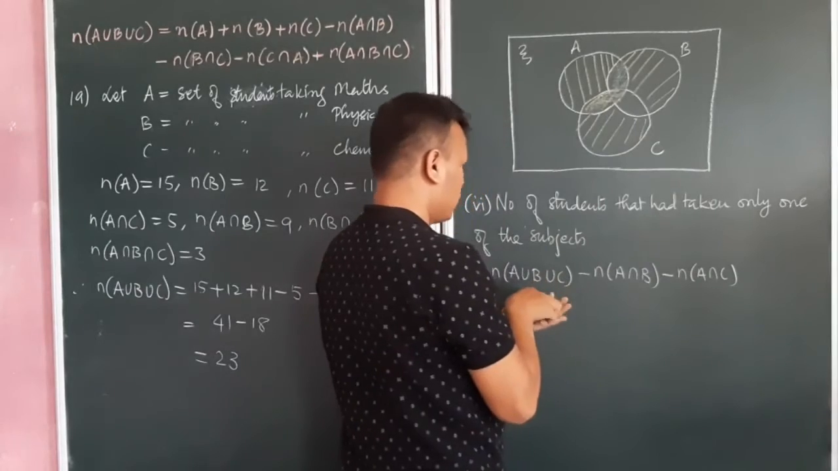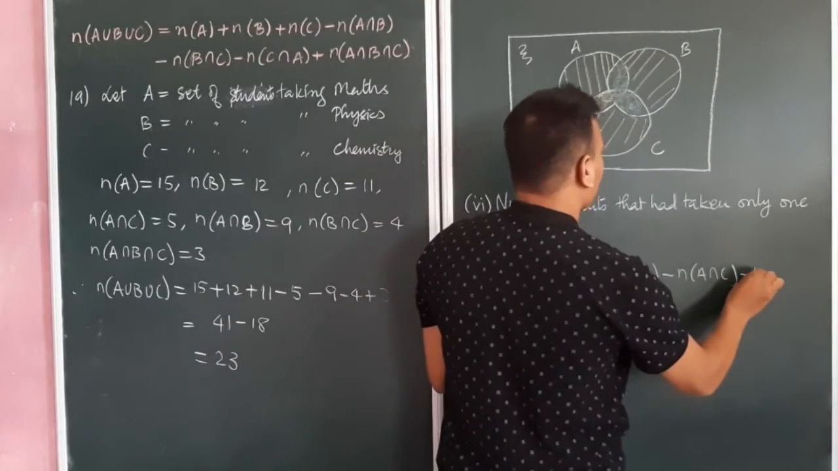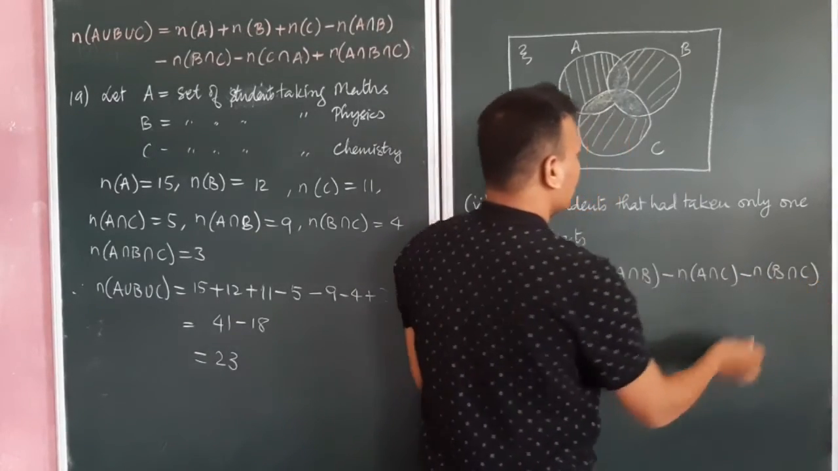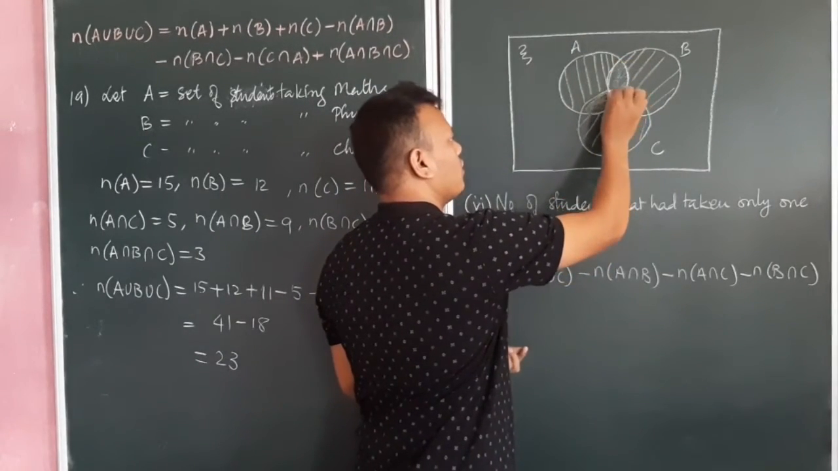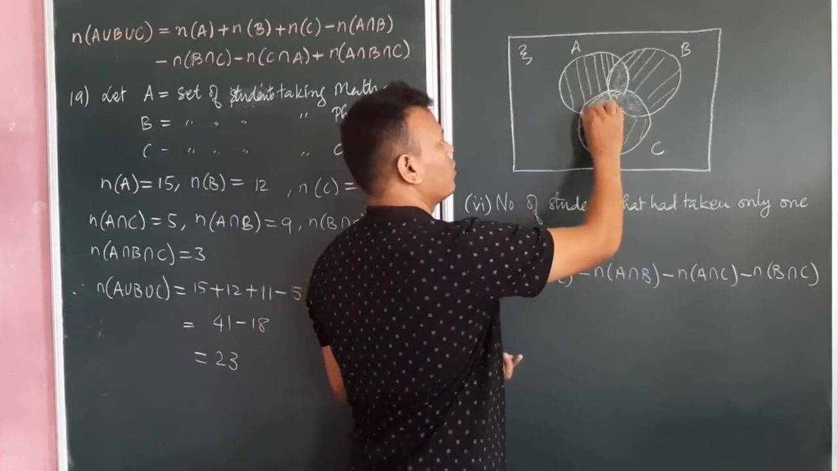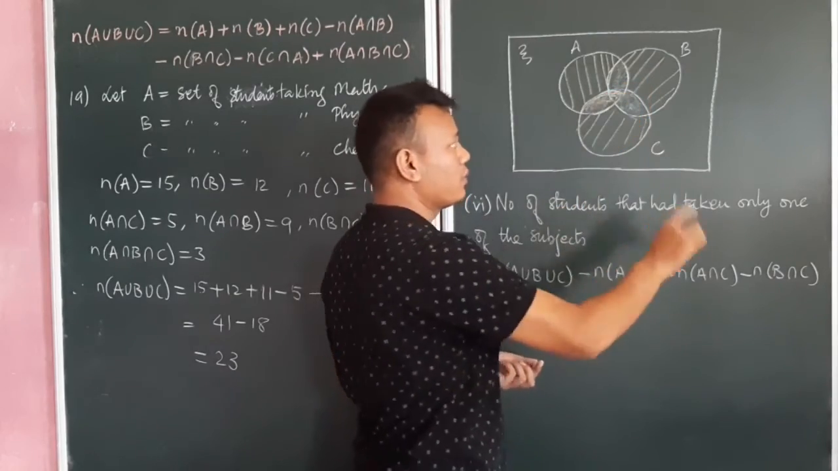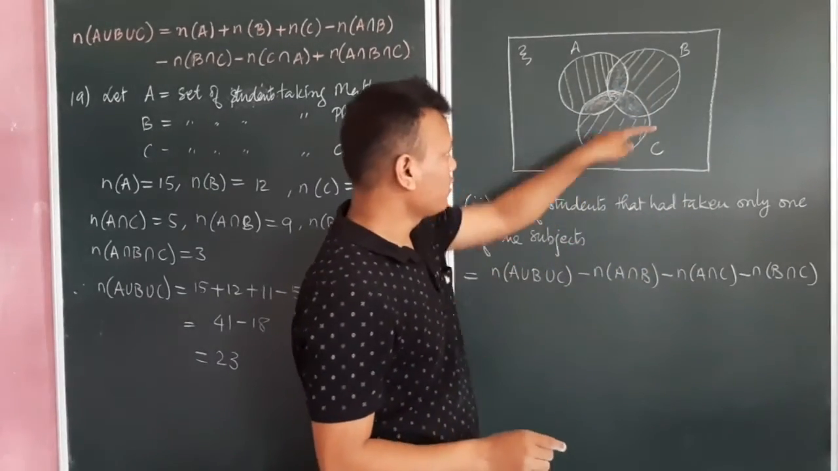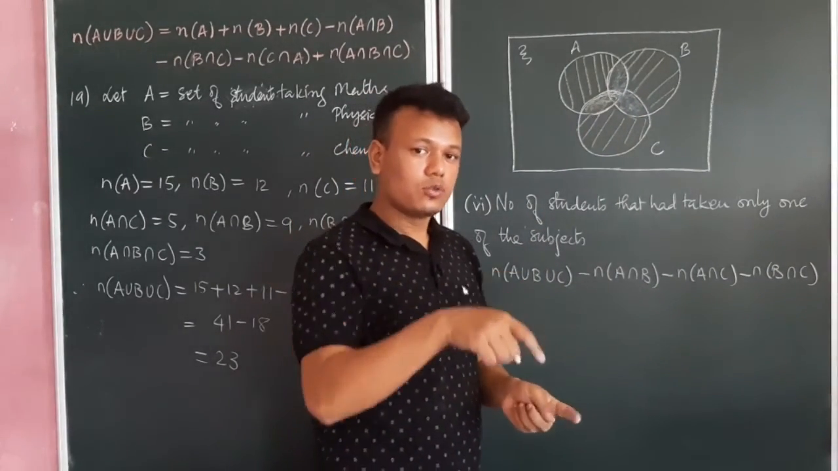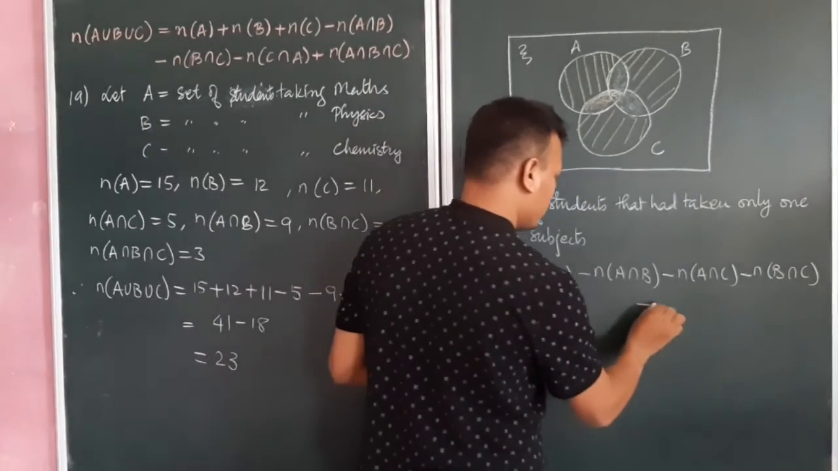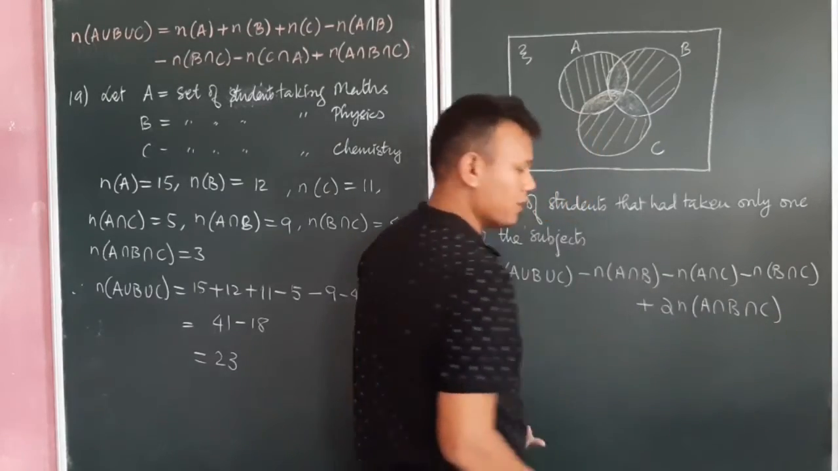Now again we have to remove this part. In order to remove this part, I will first subtract n of B intersection C. But initially when I removed this, this was also removed. Later on I removed this again, but this was already removed. So in order to nullify this, I have to put n of A intersection B intersection C, and the same goes with this as well. So n of A intersection B intersection C has to be included how many times? 2 times. That's why I am writing 2 times n of A intersection B intersection C.